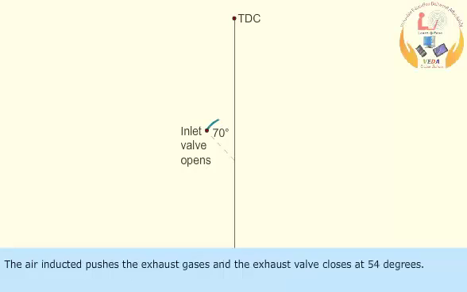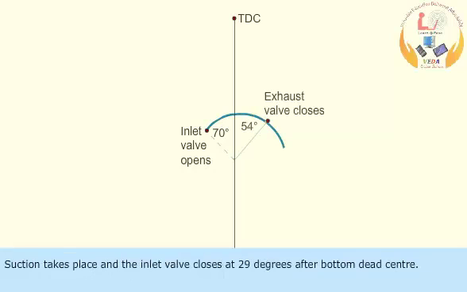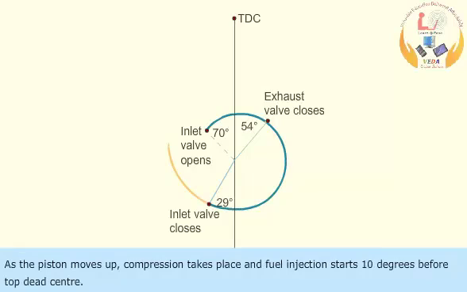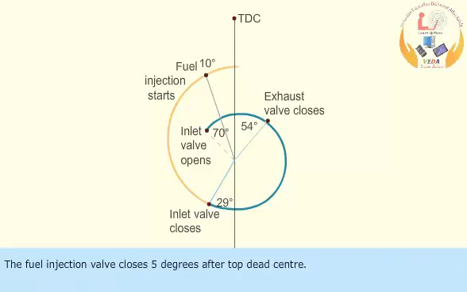The air inducted pushes the exhaust gases, and the exhaust valve closes at 54 degrees. Suction takes place and the inlet valve closes at 29 degrees, after bottom dead center. As the piston moves up, compression takes place and fuel injection starts 10 degrees before top dead center. The fuel injection valve closes 5 degrees, after top dead center.